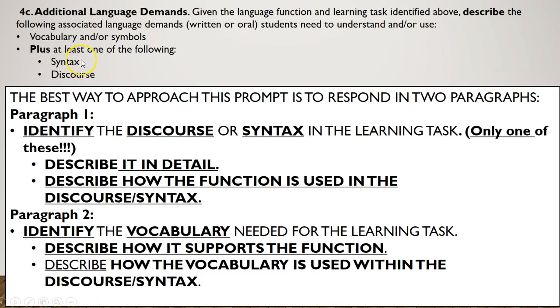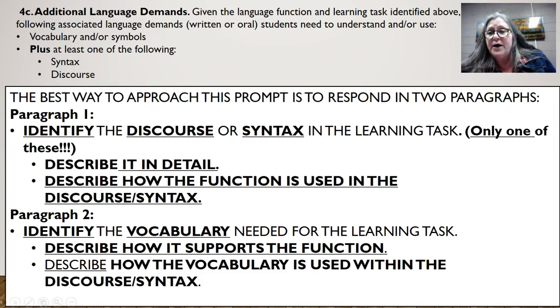Now, as you know, you get no extra points for identifying both syntax and discourse, and that actually can mess you up. So I always tell people, choose syntax or discourse. Choose syntax or discourse, not both. So the best way to approach this prompt is in two paragraphs.